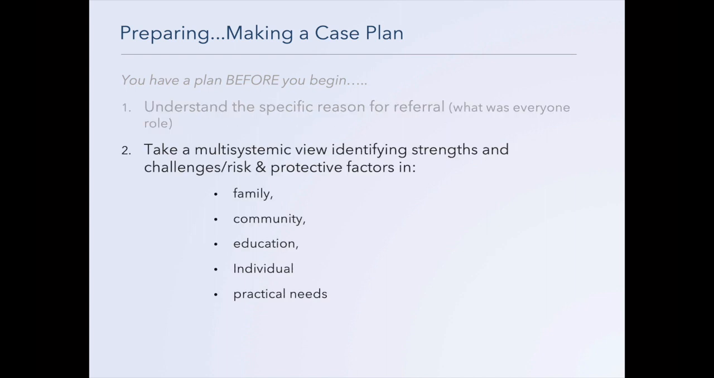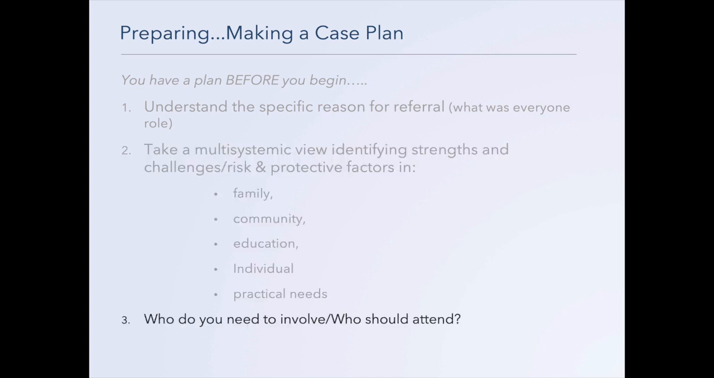You want to identify both strengths and challenges, both the risk factors and the protective factors at all levels of how the family works: the family, the community, their education, individual and practical needs. You can look through the intake information and make some good decisions about areas that they'll need. You need to think about who to involve and who should attend. Remember, from an FFT perspective, we want all of the major players to attend. Is that grandma? Is that an auntie? That depends, and you have to look at the information about the family and make your best judgment, and then you can vary this as you move forward.